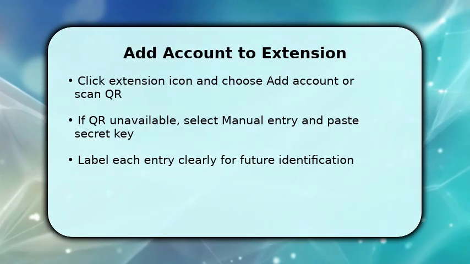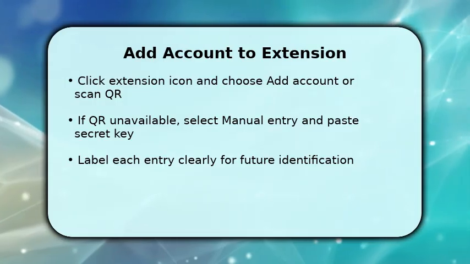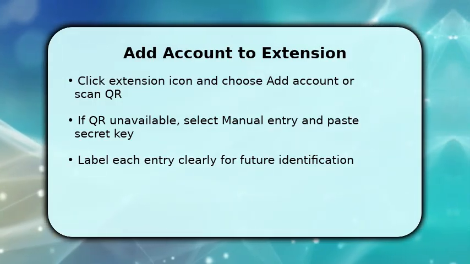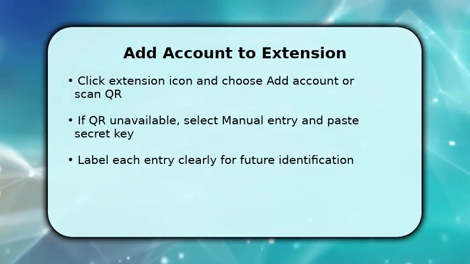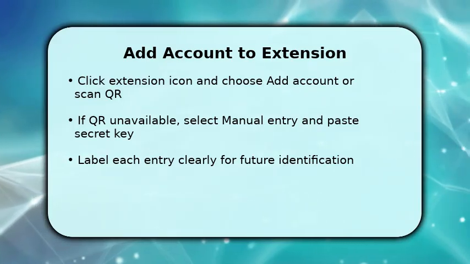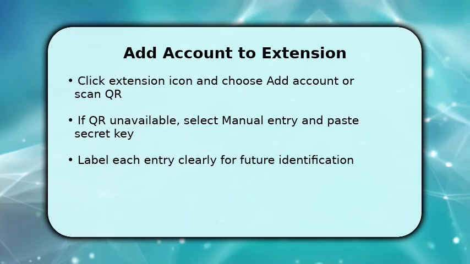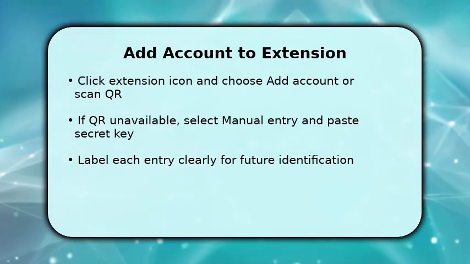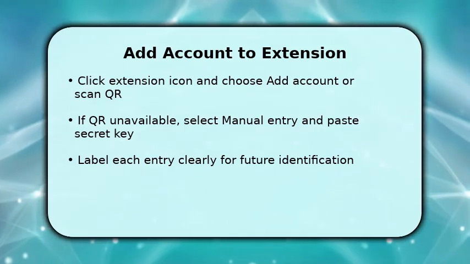Now add the account to the extension. You either click Add Account and scan the QR code with a camera-enabled prompt, or choose Manual Entry and paste the secret key shown by the service. You must label the account clearly so you can tell similar accounts apart later. Once you add it, the extension will start producing time-based codes. Note that clocks must be in sync so codes match. If codes don't match, re-enter the secret slowly and double-check for extra spaces.